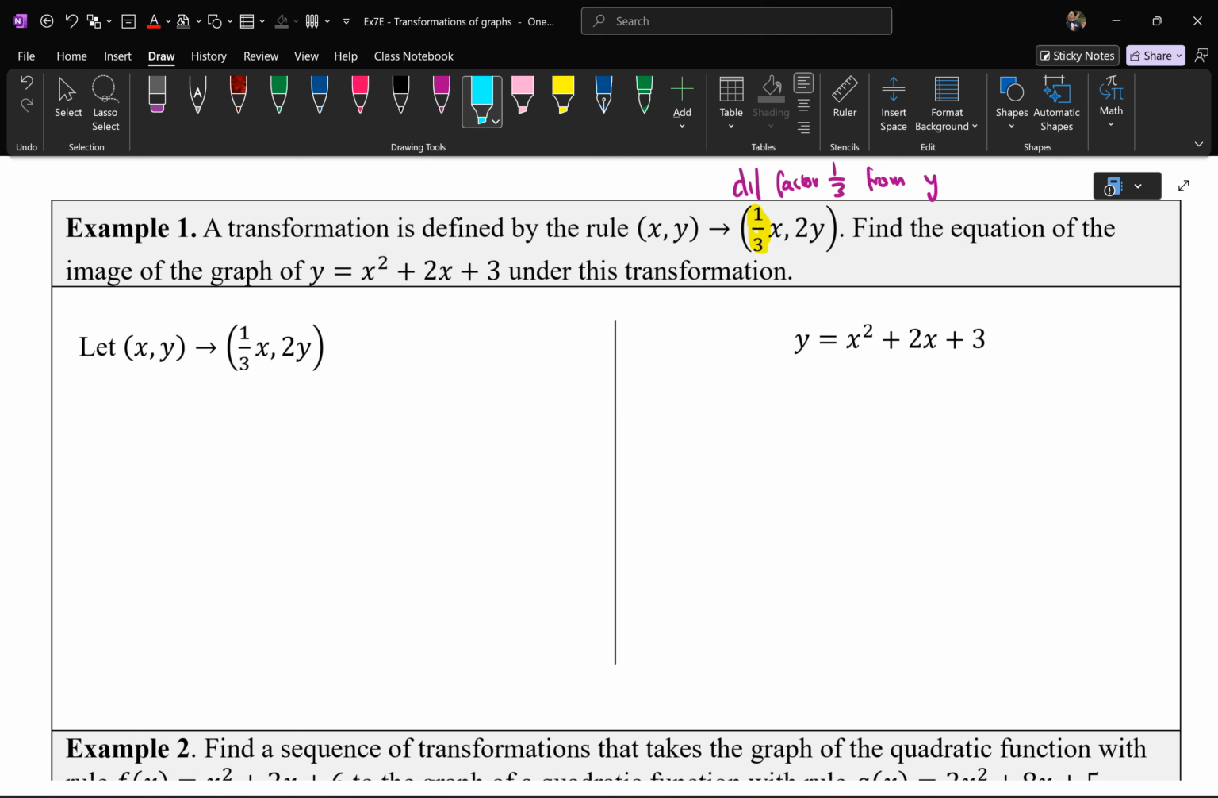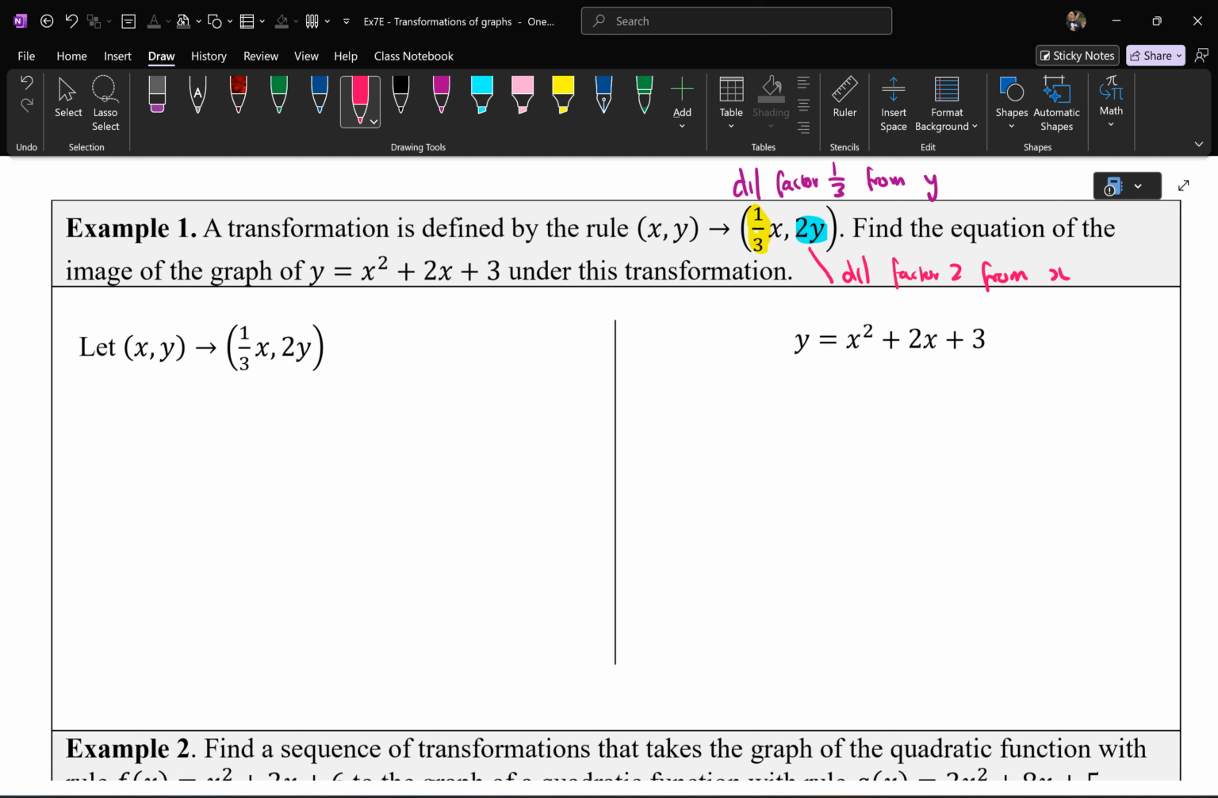What about this 2y? Let's go with Ben. Actually, were you here the last 2 sessions? No. Oh yeah? Go. Very good. Dilation factor 2 from the x-axis. Okay, and again, you're multiplying the y values. So if you move your hands, you can see I'm moving away from the x-axis and I'm doubling it.